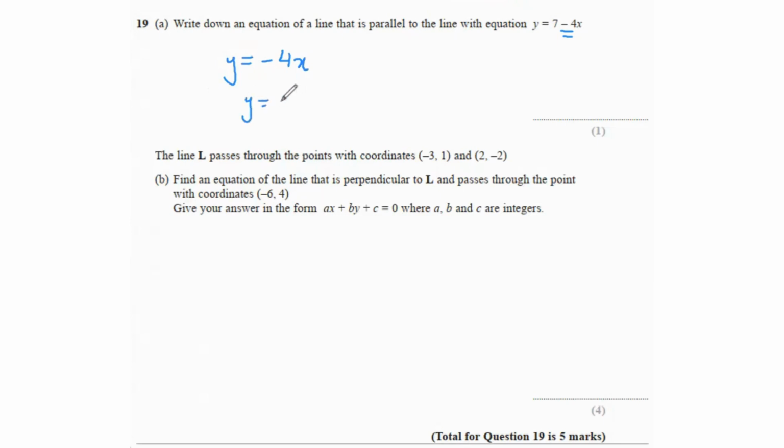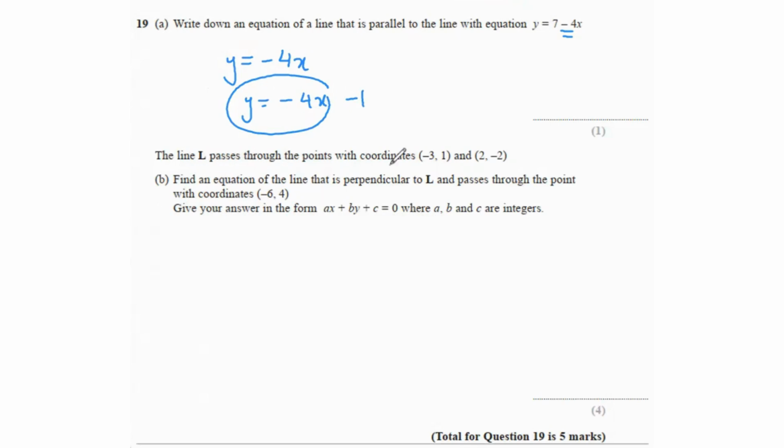Or y equals -4x minus 1. Anything. This part has to be the same. The y-intercept can be anything. You can add something, subtract something, or don't even write anything. As long as the gradient is the same, your line is correct.